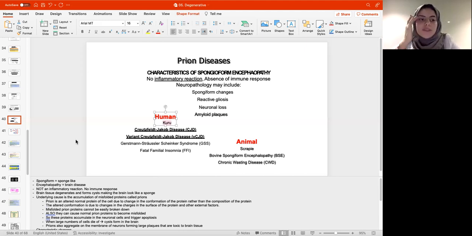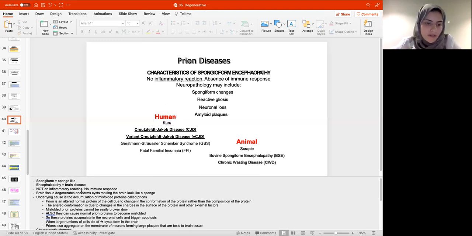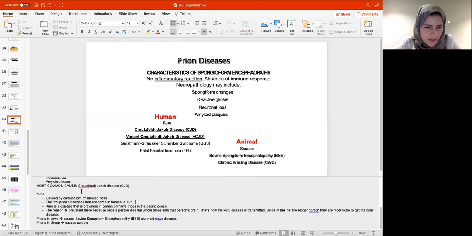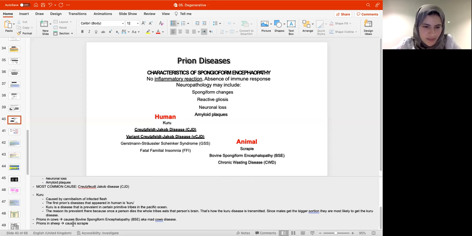It's caused by what? Yes, from cannibalism, because it's famous because there was a tribe a long time ago that would eat human flesh. So that's how the disease was transmitted among them and caused Kuru. Okay. And you just know that whenever there's prions in cows, they call it bovine spongiform encephalopathy or mad cow disease. Whenever it's in sheep, they call it scrapie. Okay, it's just terminology basically.